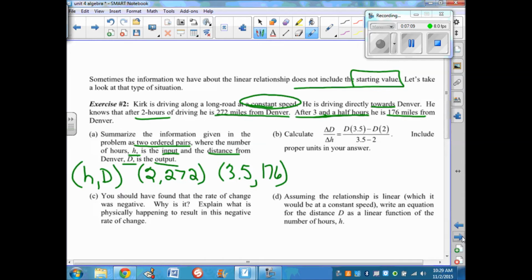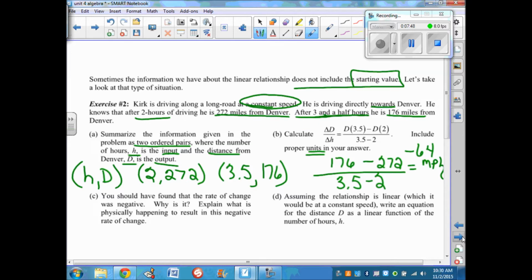And then in part B they want us to calculate the average rate of change and to make sure that we put the units in. So our distance at 3.5 hours minus our distance at 2 hours. They're telling us the order in which they want us to work. So our distance at 3.5 hours was 176, minus our distance at 2 hours was 272. And they did the hours already for us. And once we do that subtraction, we end up with negative 64 miles per hour.